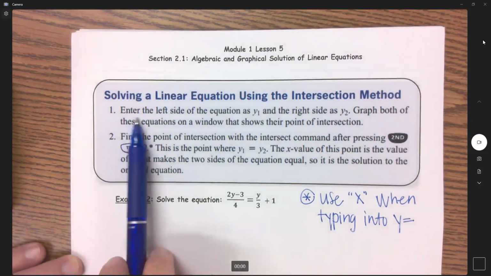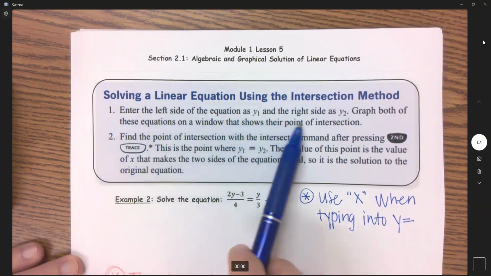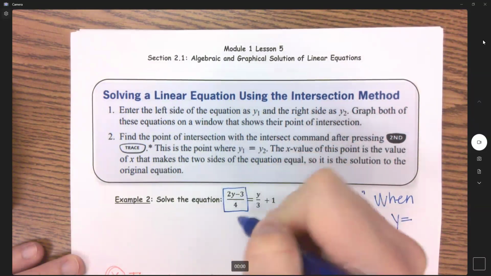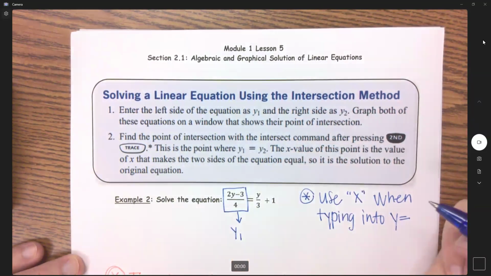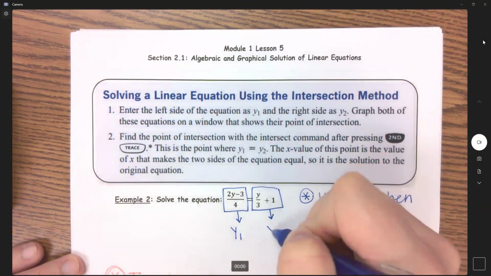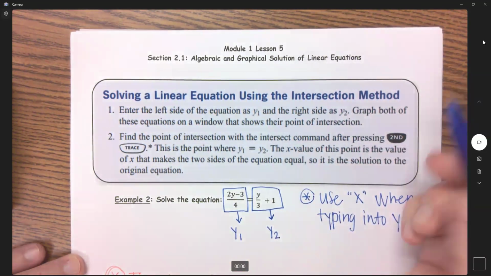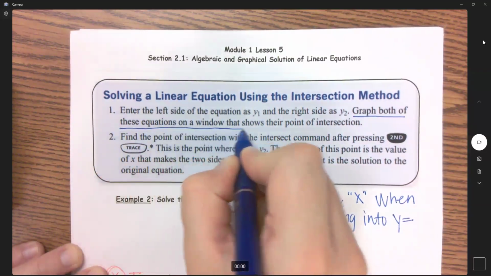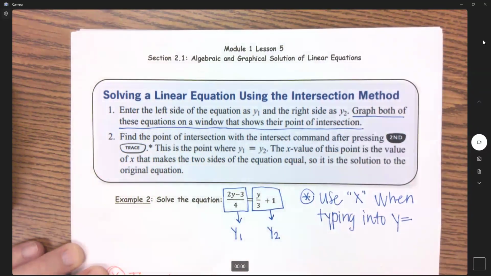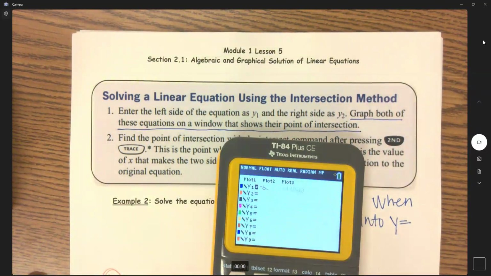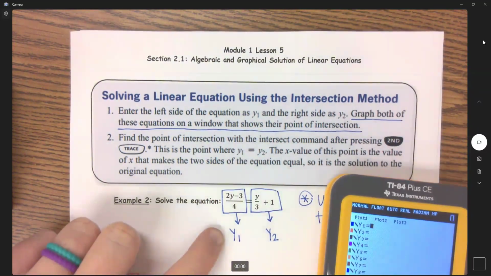So first thing we need to do is enter the left side of the equation as our y1 and the right side of our equation as our y2. So this left side here is y1. And then our right side here is our y2. We want to graph both of these equations on a window that shows their point of intersection. So if I can't see their intersection, I'm going to have to mess around with that window some. Okay, so y equals, clear everything out. My y1 is going to be this right here.